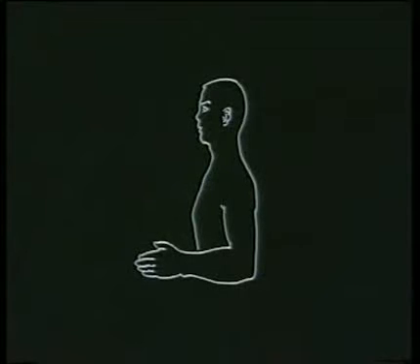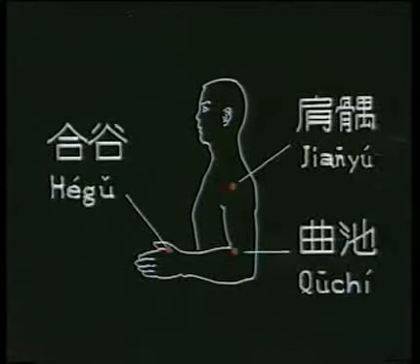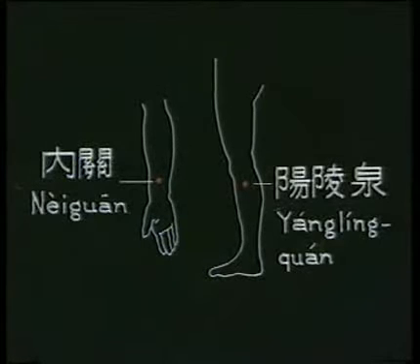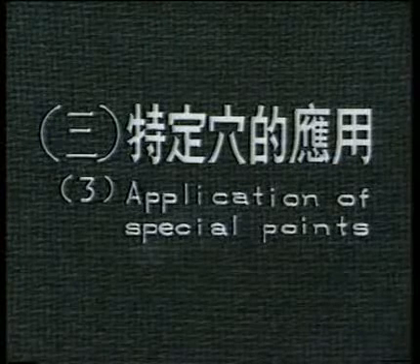5. Selection of left and right points. This method is applied to selection of points on both sides or the opposite side to the diseased area. For example, Jianyu, Large Intestine 15, Quchi, Large Intestine 11, Hegu, Large Intestine 4, on both sides are selected to treat forearm pain, while Waiguan, Sanjiao 5, and Yanglingquan, Gallbladder 34 of the left side are chosen to treat hemiplegia of the left side.